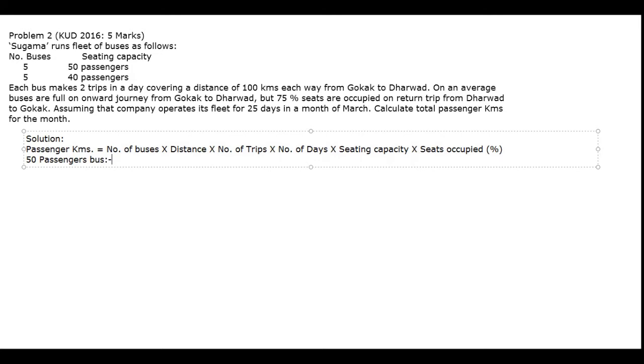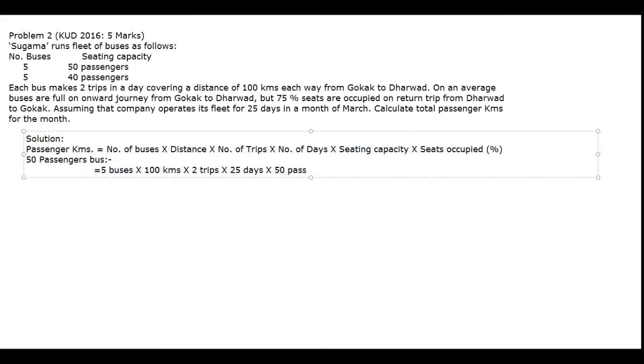Okay. So the same formula will be applied here. Number of buses. Number of buses is 5 buses, into distance. It's given 100 kilometers, into 2 trips. It goes and comes back, 2 trips, into number of days. They have given 25 days in the month of March, into seating capacity. It was 50 passengers. We are doing that.